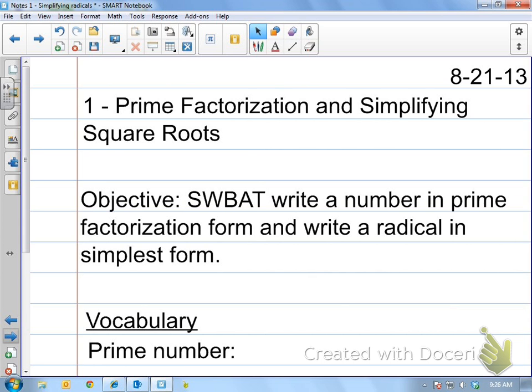So I do label the notes. You'll notice I say 1 dash prime factorization. That's because we're notes 1. They'll correspond with assignment 1, so you know what goes together and so you can keep things organized. And I do want you to put the date on your notes as well, because that's another way to keep things organized.